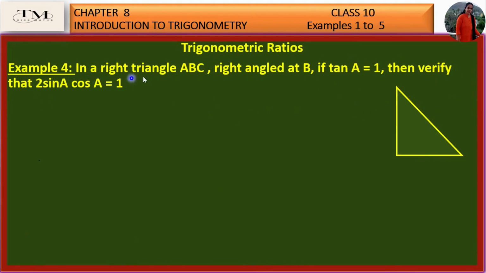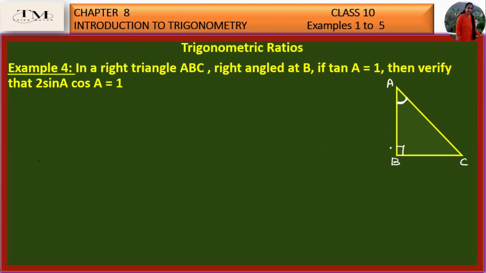Example 4. In a right triangle ABC, right angled at B, if tan A is equal to 1, then verify that 2 sin A cos A equal to 1. So this is very simple and interesting. So what is given? Right triangle ABC. So it is right angled at B. So this value is B. So let us name this as A, B, C. They have given tan A is equal to 1. So this angle A is given, tan A is equal to 1.